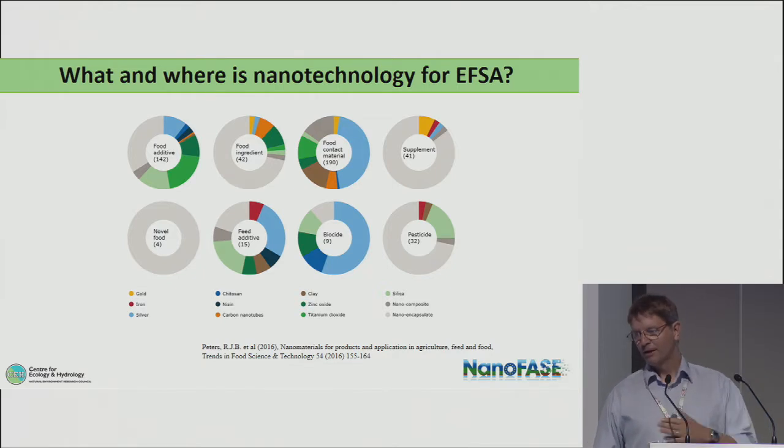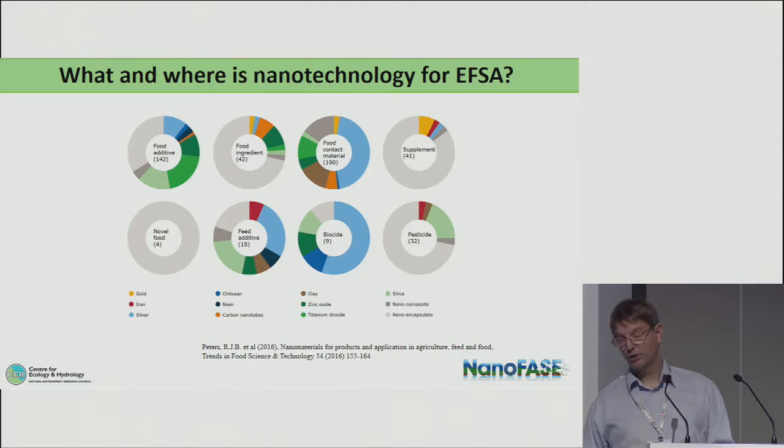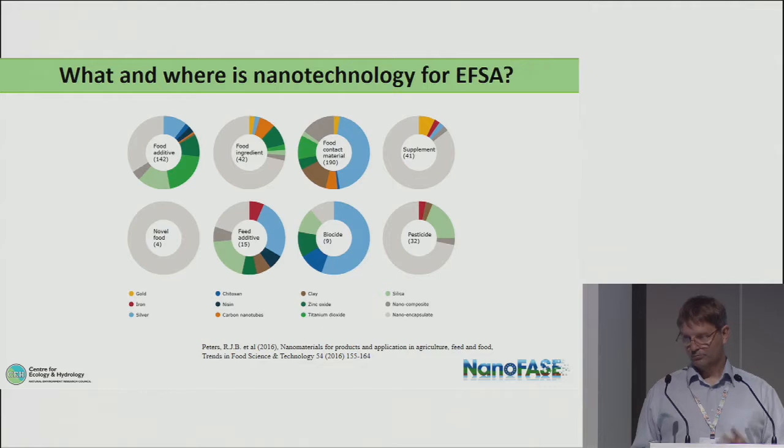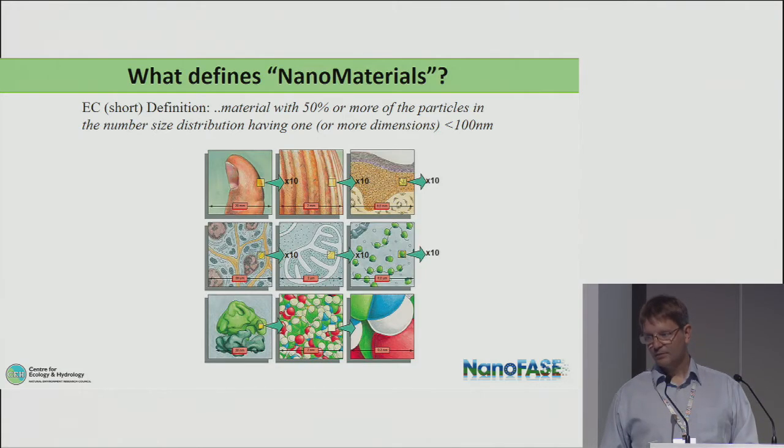We'll get to that. You'll see below that there's all sorts of materials involved here, from a lot of titanium dioxide in food additives, but also, surprisingly maybe to some of you, a lot of silver being used in quite a few of the categories: feed additives, biocides and food contact materials, but also food additives. I'll get back to silver later.